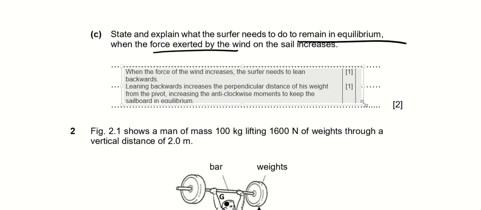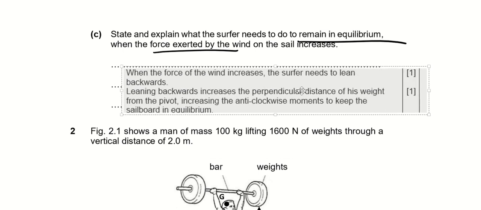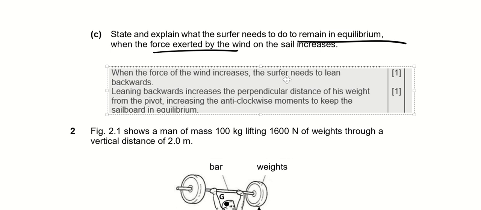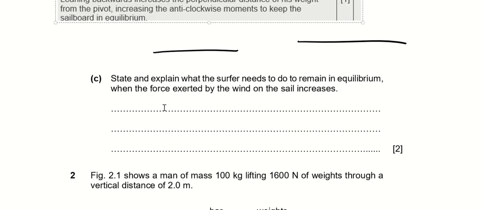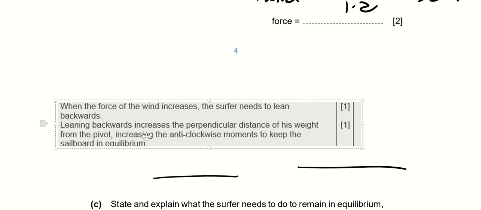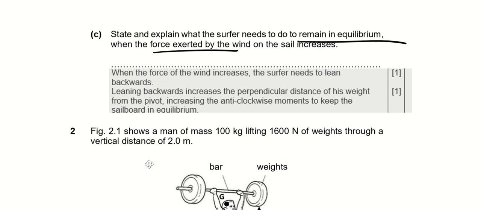Okay, when the force of the wind increases, the surfer needs to lean backwards. This is what the surfer needs to do, his action. Now, leaning backwards increases the perpendicular distance of his weight from the pivot. Therefore, it increases the anti-clockwise moments to keep the sailboat in equilibrium.